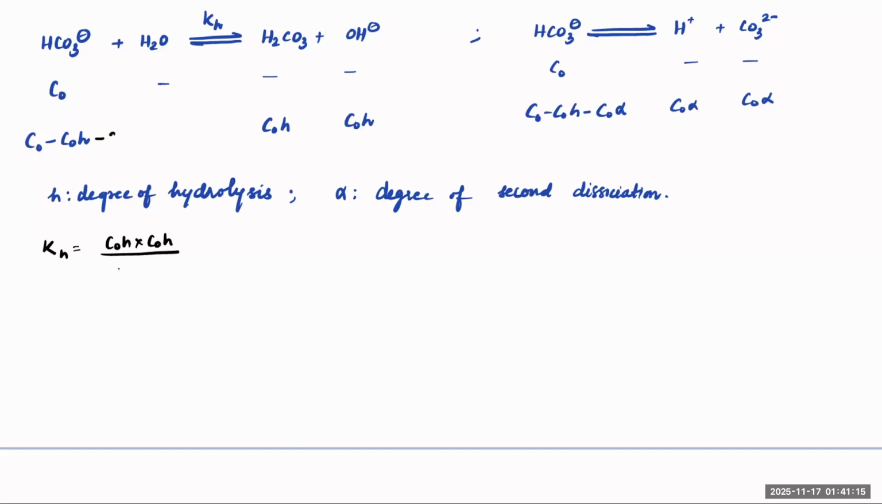So I can write it as C naught alpha here, minus C naught alpha. So I'll do one thing instead of writing in this term. Let me write in terms of their concentrations here: H2CO3 and OH minus, divided by HCO3 minus.